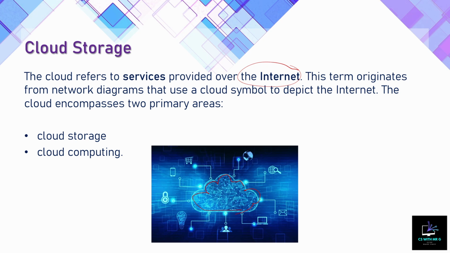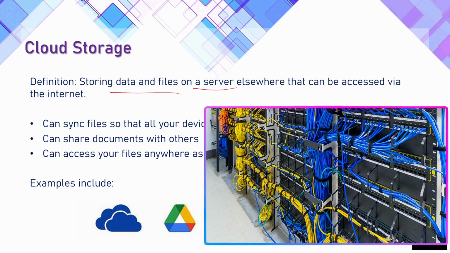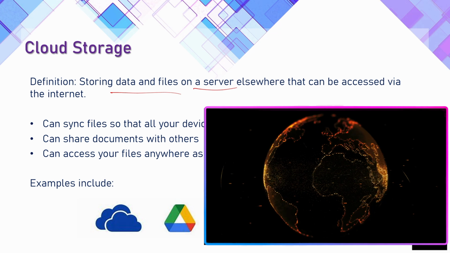Now there are two different terms when it comes to the cloud, and these are cloud storage and cloud computing. So we will compare the differences between them, as cloud storage simply refers to the storing of data and files. Okay, so cloud storage is just about storing data. Now where these data and files are stored is on what we call a server. And this server is just a bunch of hard drives that are somewhere in the world, but that we can access them via the internet.